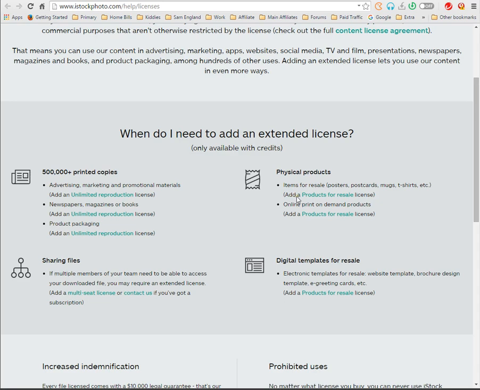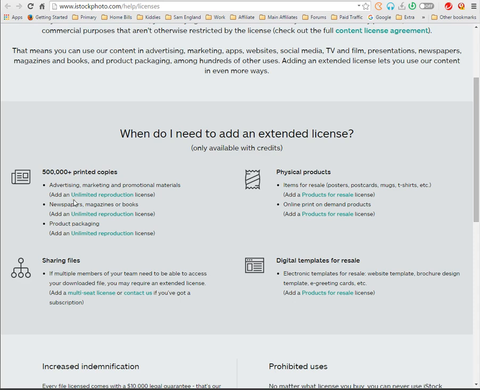So most all of us, if we're going to be taking images from iStock Photo and converting them or reorganizing them in such a way as to use them within our coloring books, chances are, since we are printing the book and selling it as a printed book, we will need the products for resale license in addition to the standard license. And only if you're a best-selling book author will you need also the unlimited reproduction license.